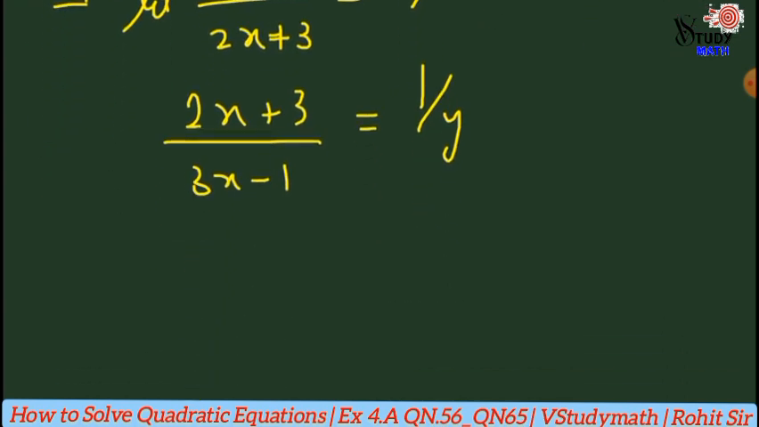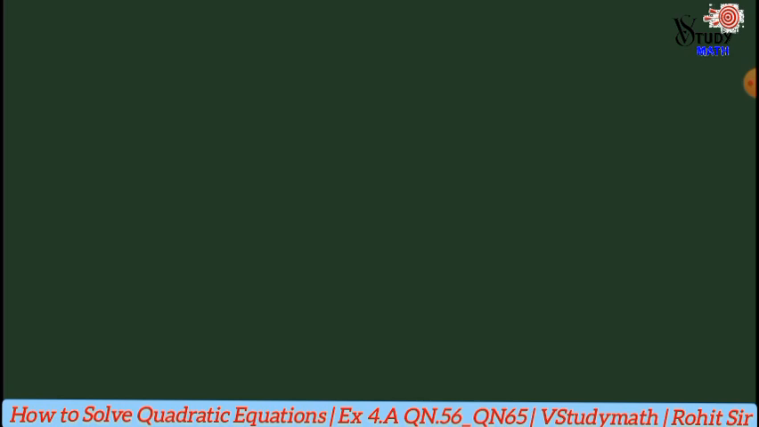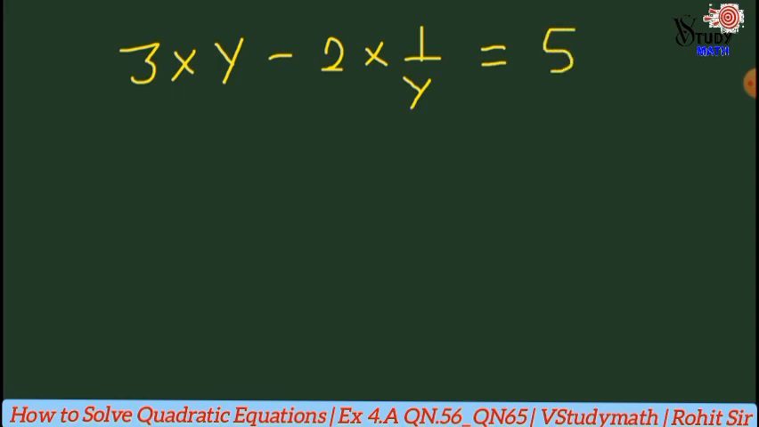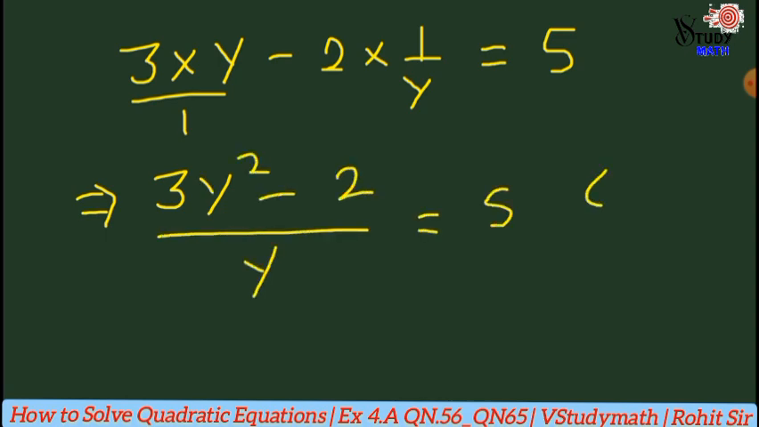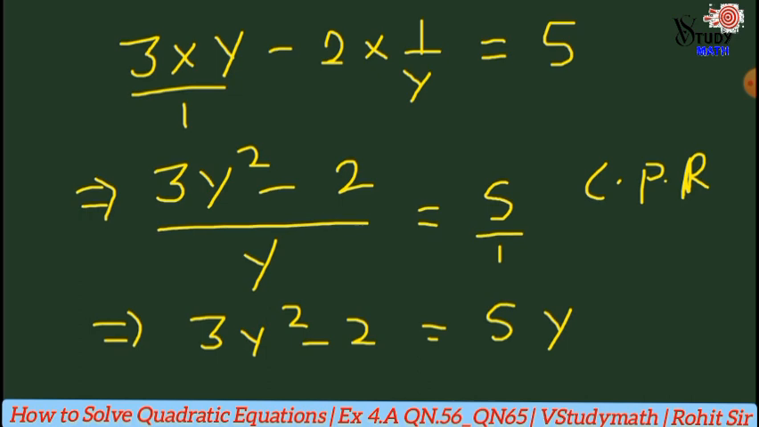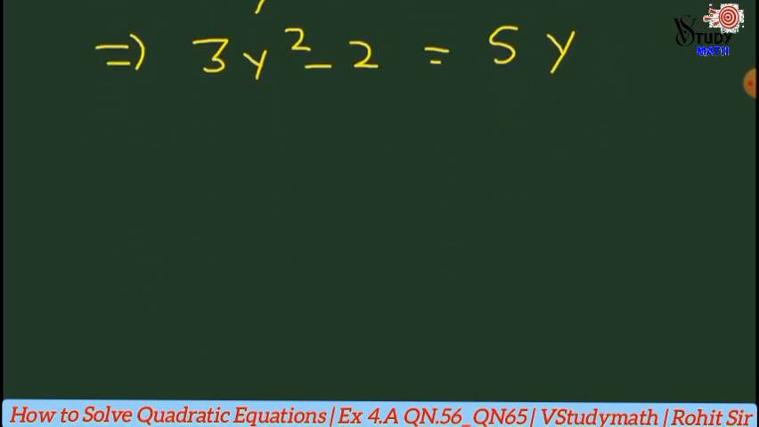Put, we have 3 into y negative 2 multiplied by 1/y is equal to 5. Now take LCM. After taking LCM, we have (3y² − 2)/y is equal to 5, by the CPR rule. When 1 multiplies in the numerator, then 3y² − 2 remains the same and is equal to 5y. Now make the standard form. 3y² − 5y − 2 is equal to 0.